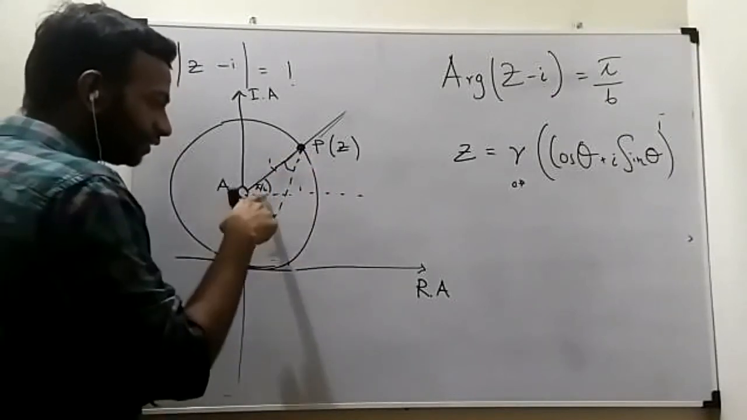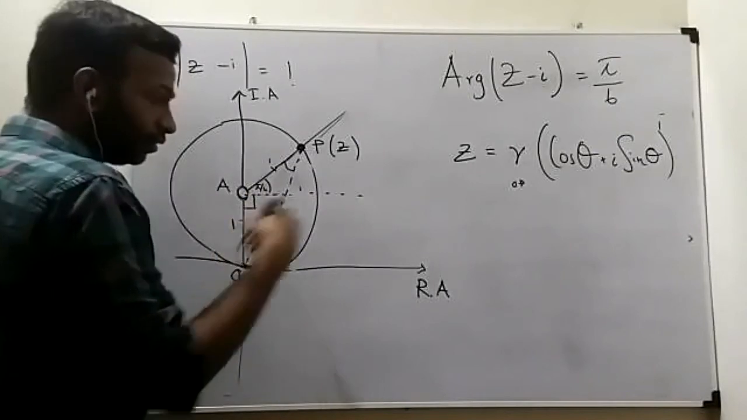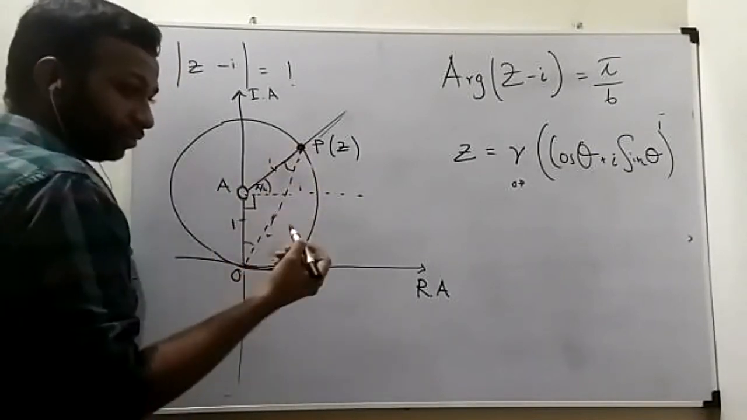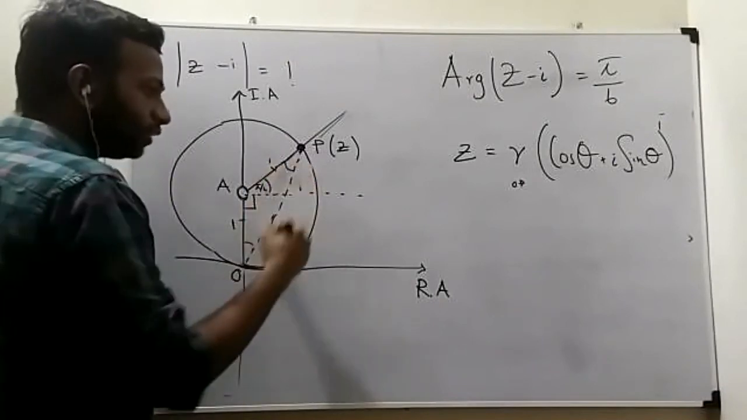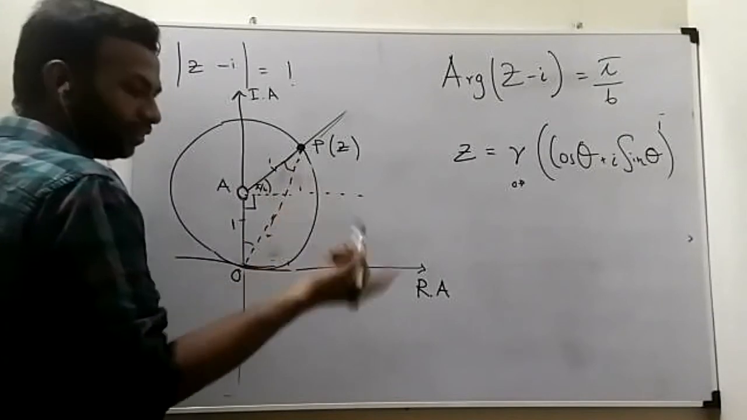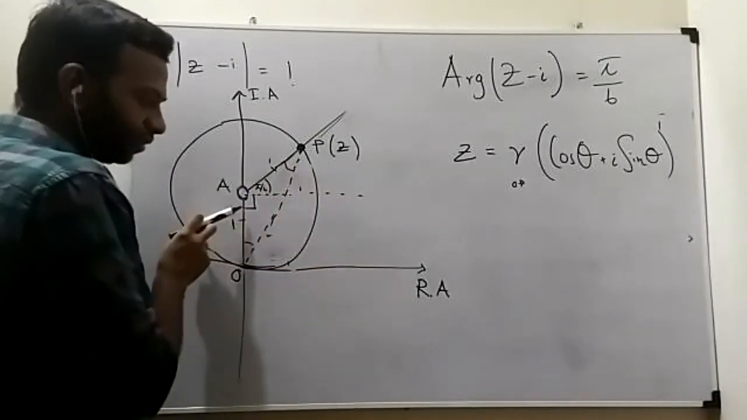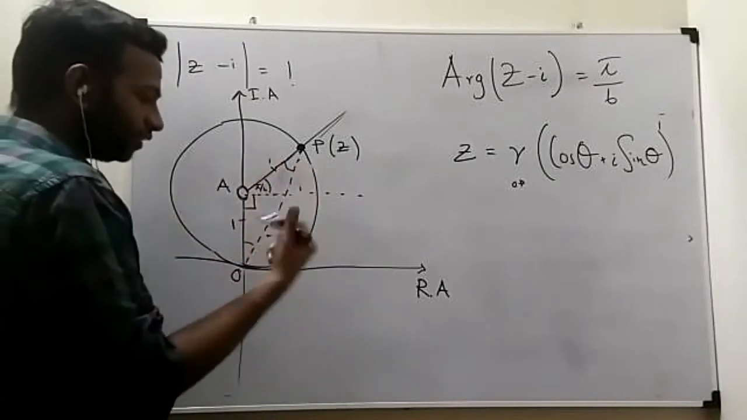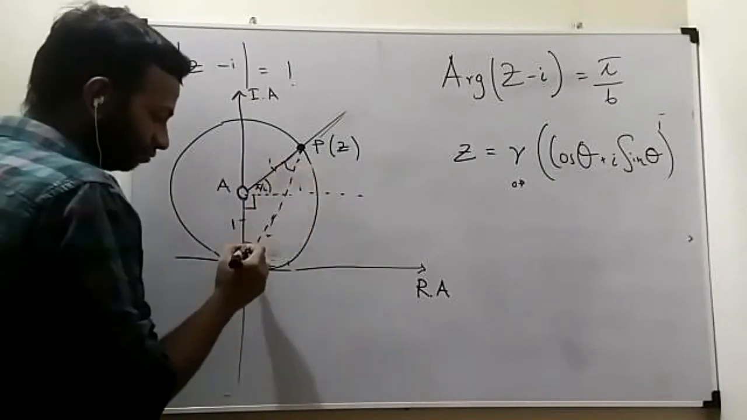So 90 plus 30 is 120. And the angle sum in a triangle is 180. So that means the sum of these two values is 60. That means 1 is 30. Okay, right? This is 30, 30 plus 90, 120. Whole thing is 180. That means one of these angles is 30 or 5 by 6.